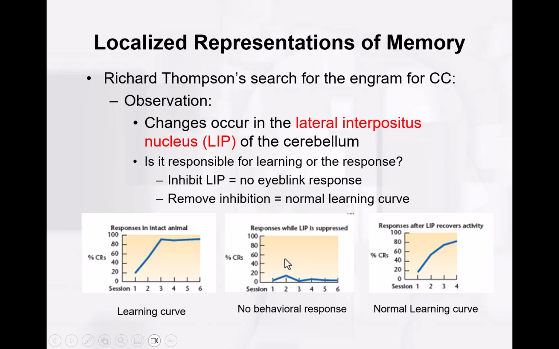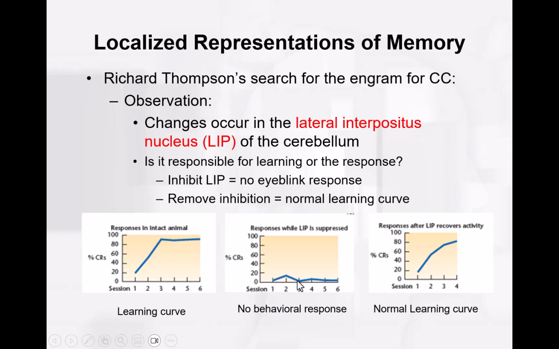But as you can see here, think of this as animal number 1, and these two graphs being animal number 2. So animal number 2, lateral interpositive nucleus suppressed. Session 1, 2, 3, 4, 5, 6. They let that LIP recover, so this would technically be session 7. If we were learning, we'd be all the way up here, right? So the learning response would be up here if they had learned when the lateral interpositive nucleus was inhibited. But it's not. It's down here. It's a normal learning curve. It looks very similar to what you see here.